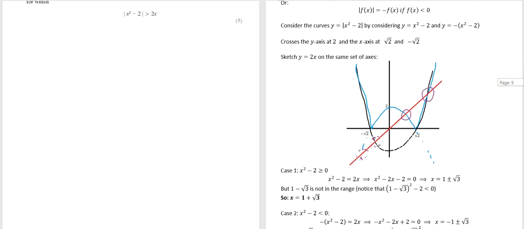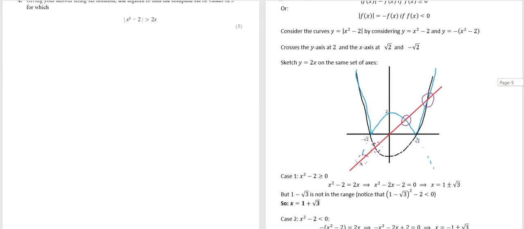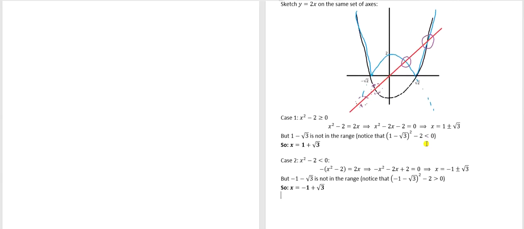And that might be the reason they've asked for the set notation as well, because set notation is a logical way of describing two disjoint regions like this. Without set notation, you might write something like x has to be greater than 1 plus root 3, or x has to be less than minus 1 plus root 3.